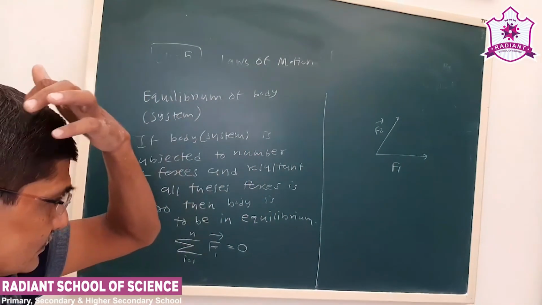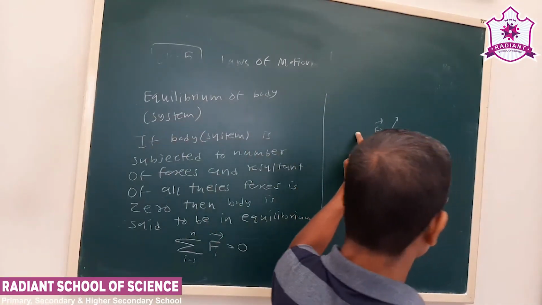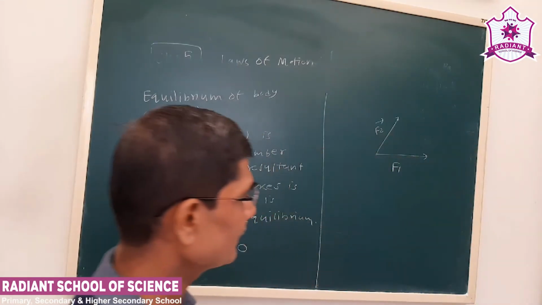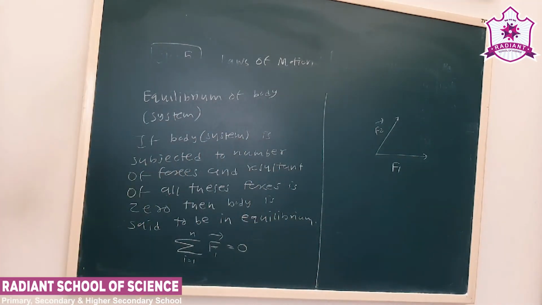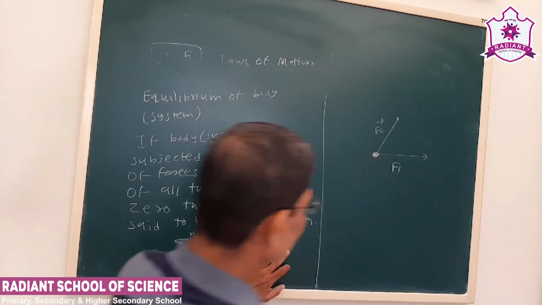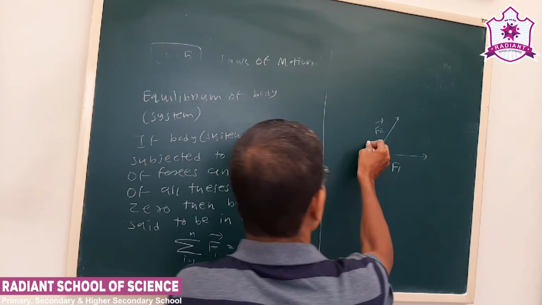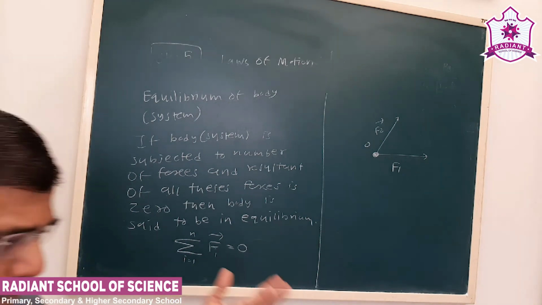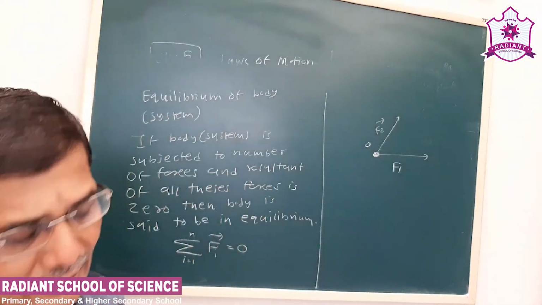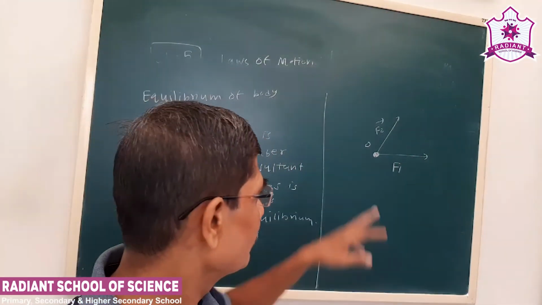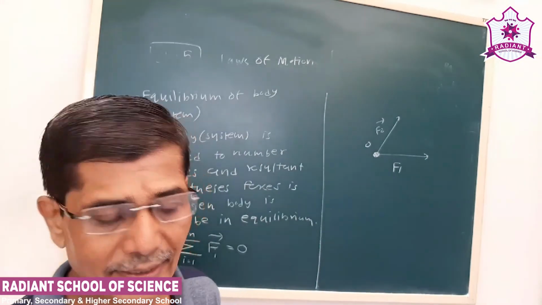Now let us say here the example: F1 and F2 are two forces inclined at some angle, as we can see in the diagram. Let us say these forces act on a body at a point O. These are in different directions, so the resultant will not be 0, depending on the inclination. But suppose I want to bring this system of forces F1 and F2 into equilibrium, what should I do?